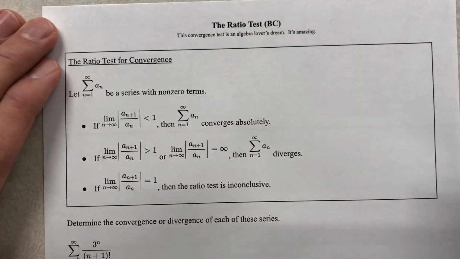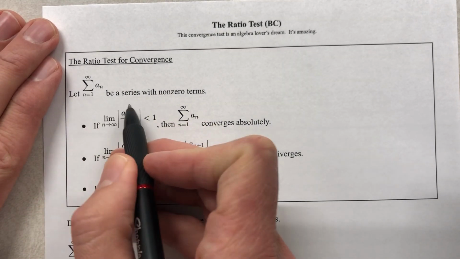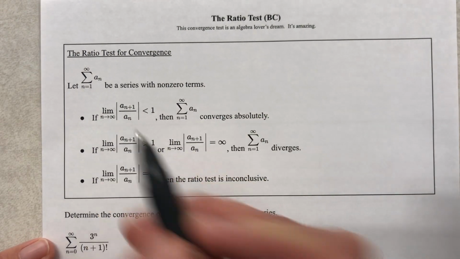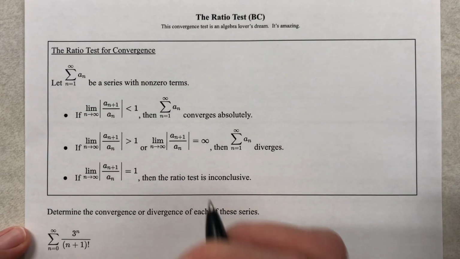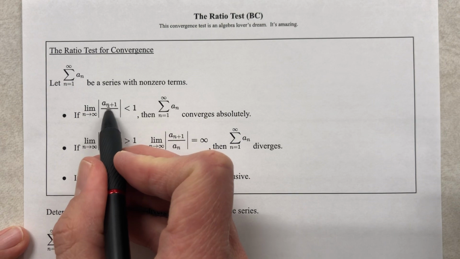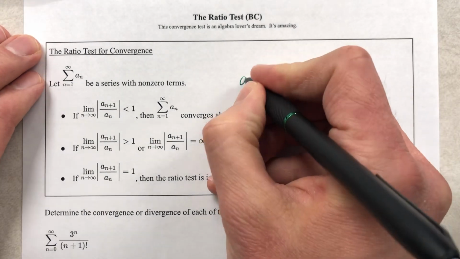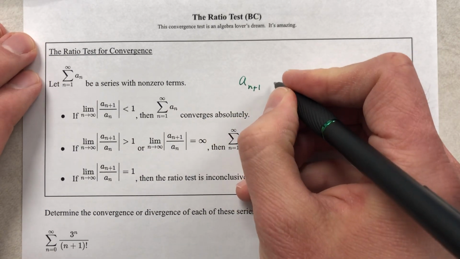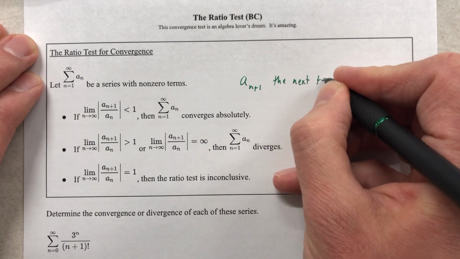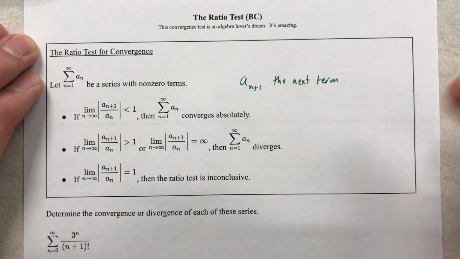All right, here goes. We're going to let the sum from 1 to infinity of a sub n be a series with non-zero terms, so we can't have zero terms in there, because you'd be dividing by 0, right? That's just tragic. Don't do that. I tried it once. Ugh, bad memories. If the limit as n approaches infinity of a sub n plus 1, just to provide some context, a sub n plus 1 is the next term. That is what that means. So I need the next term.